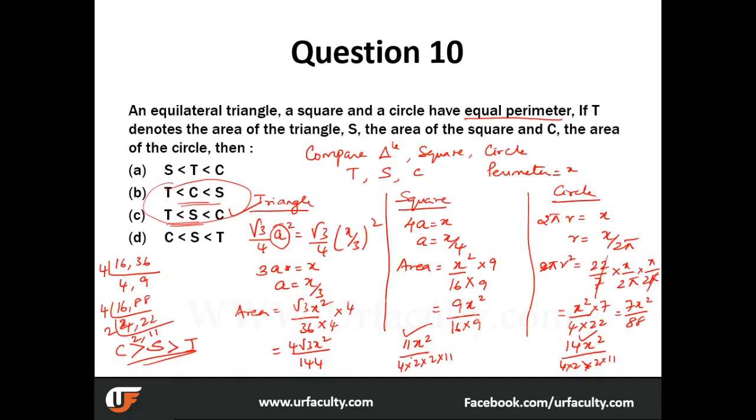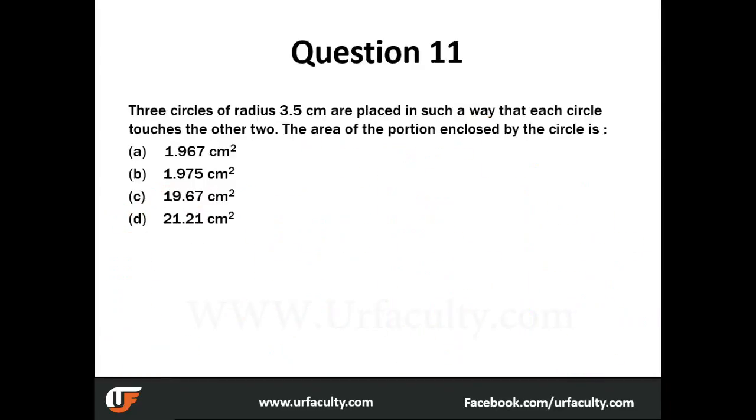So what we did, we again brought the denominators to the same value, and in this case it is 88 into 2, which is 176, and then we compared the numerator. In the case of square it is 11x square, in the case of circle it is 14x square. Since 14x square is greater than 11x square, we'll go with the answer circle is greater than square, which is greater than triangle. So option C is your answer.